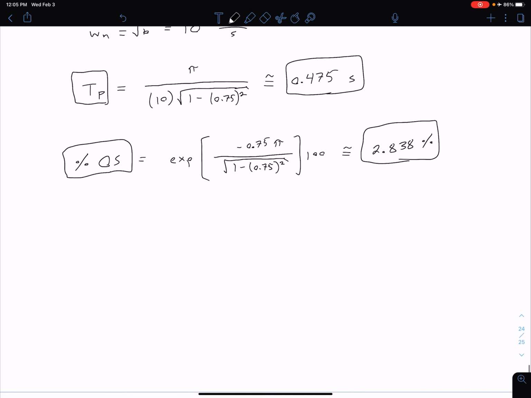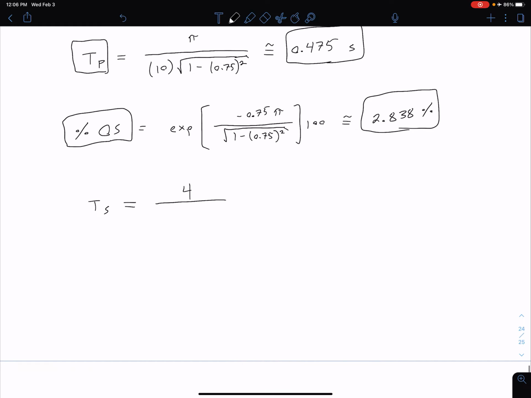Okay, moving on, we can then do our settling time. If we use our more generalized approximation, we just have a 4 in the numerator. I don't have it written in the notes for this example, but we could use that more detailed equation to get something a little more precise if needed. In the denominator, we have our zeta times omega n, so 0.75 times 10. And so that gives us approximately 0.533 seconds. Okay, so for these first 3, it's pretty straightforward.